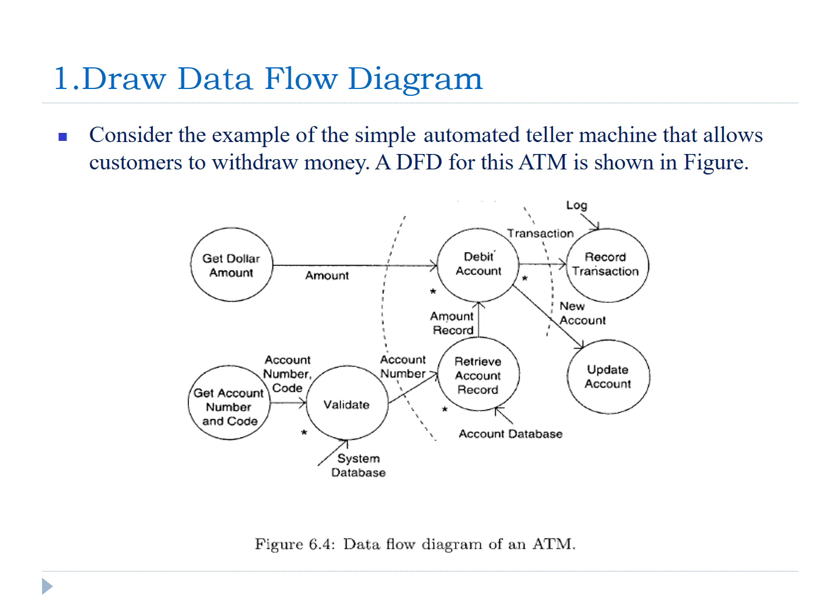While one particular module is going to connect to another module, on the arrow we are having some labels as well. For example, from get dollar amount to debit account, we have amount. From get account number and code to validate, we can mention the label as account number, code, and likewise.